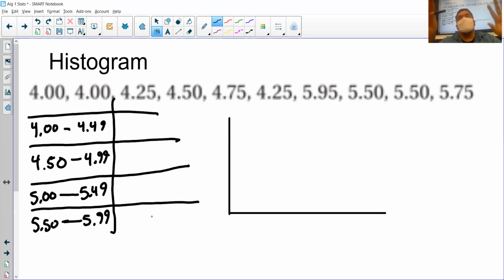This is a good question, and I think this is confusing. This has to be the same distance every time. So this is 50 cents, this is 50 cents, this is 50 cents. The range has to be consistent. Even though, as you pointed out, the highest number we have here is 5.95, our range for our bar graph has to be 50 cents.